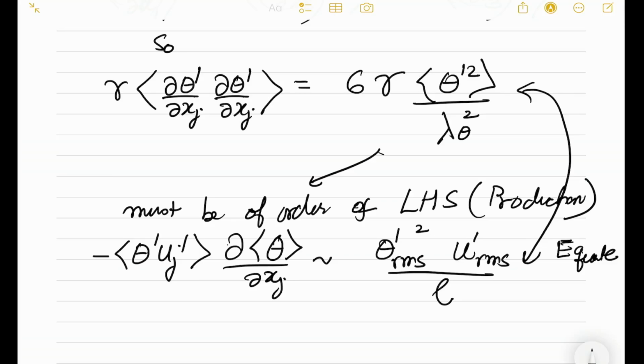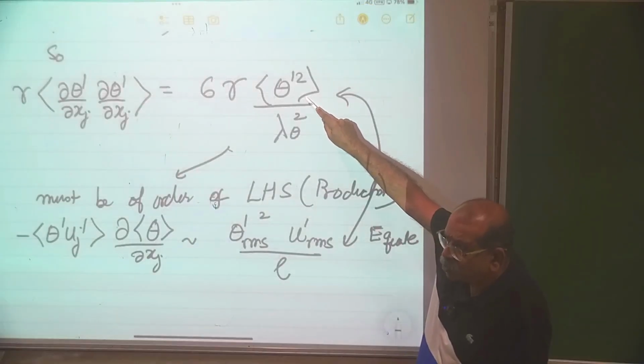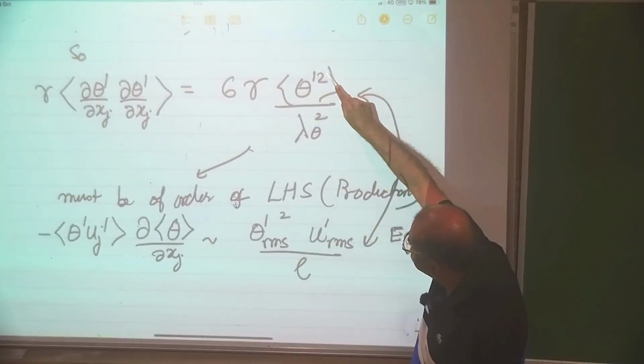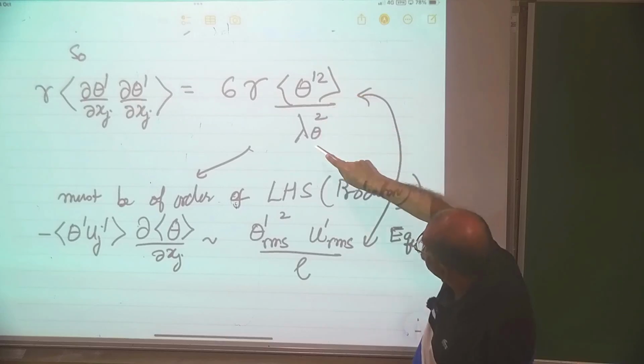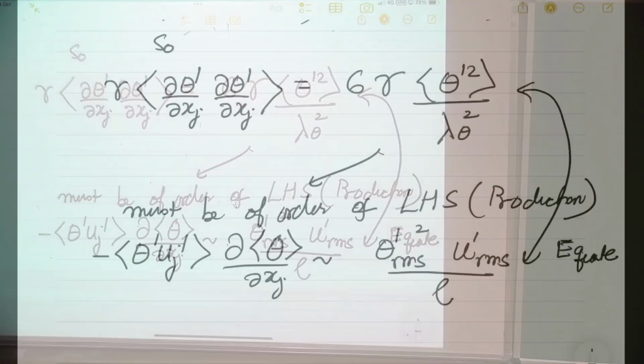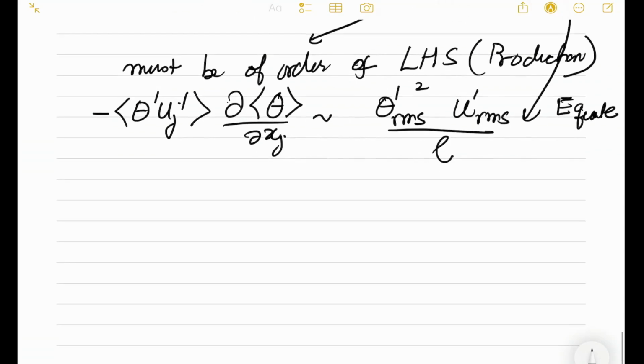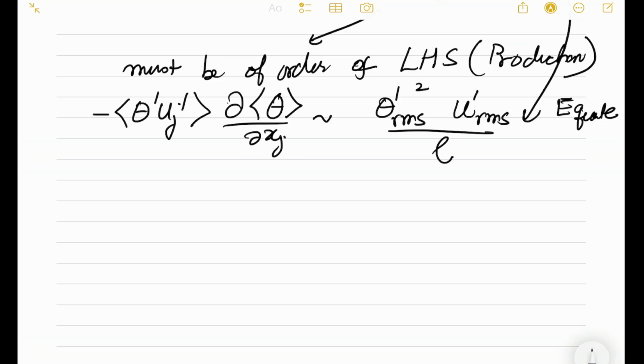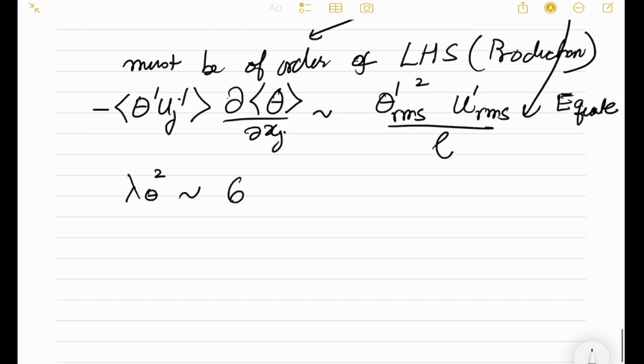And what will this give us? This theta prime square will be theta prime RMS square. So when we equate these two, the two theta primes will go away. So you will get an equation for lambda theta square of the order of 6 times gamma L upon u prime RMS. I think I have done my 6 gamma L.